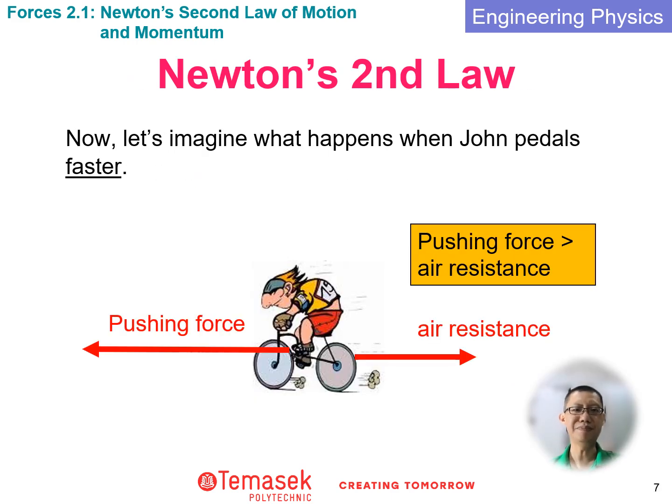Now, let's imagine John pedals faster. When the pushing force exceeds the air resistance, there is a non-zero resultant force. This unbalanced force causes a change in velocity, or acceleration. This is where Newton's second law comes into play, explaining how an unbalanced force affects motion.